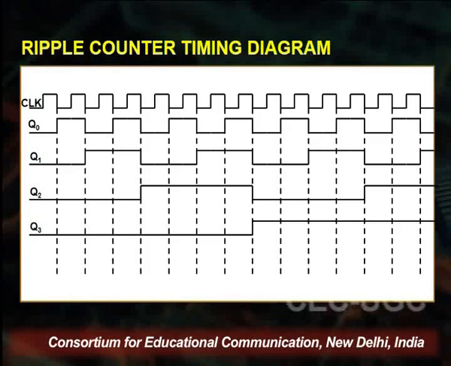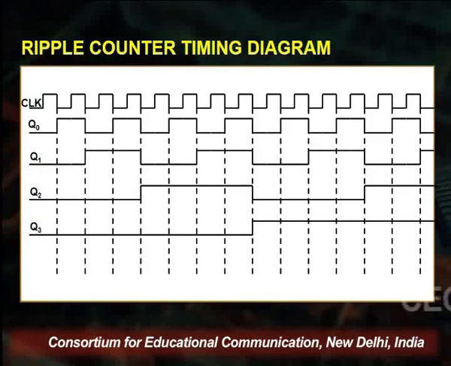So in a pattern for the 4-bit ripple counter, we get 0000, first negative going edge 0001, third falling edge 0010, then 0011, then 0100. Next falling edge you have 0101. Next falling edge you have 0110. Next falling edge 0111.